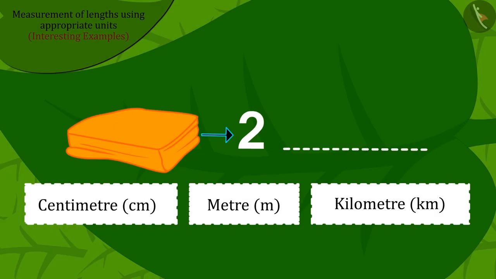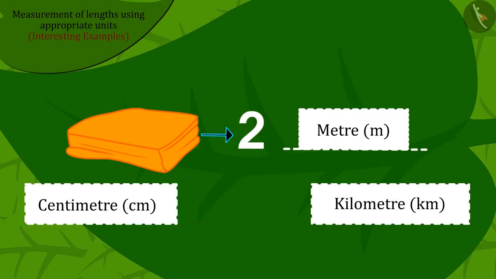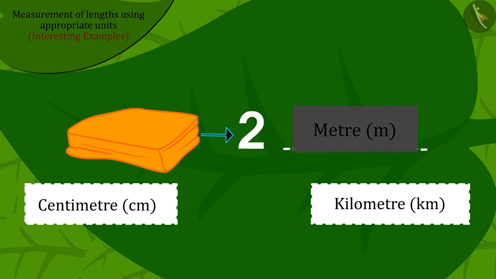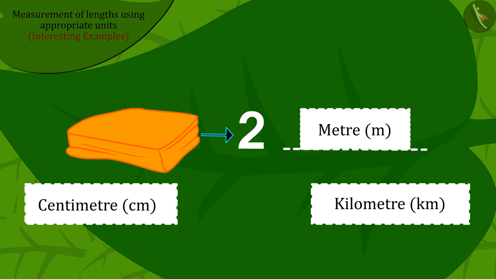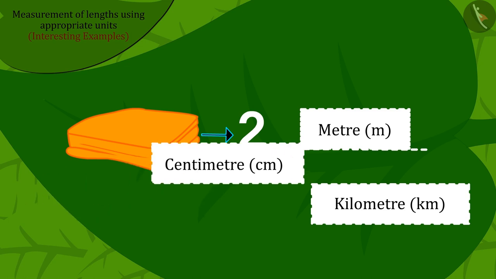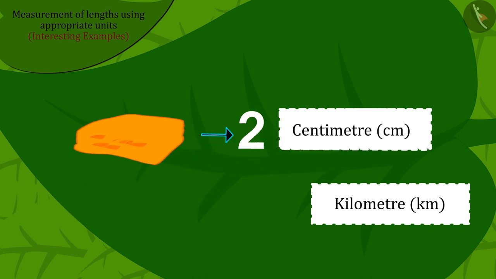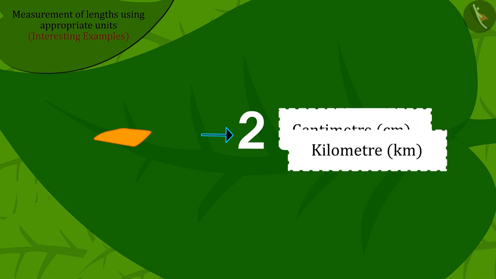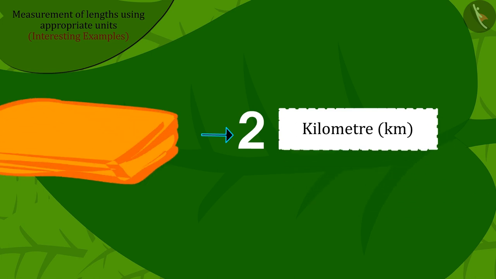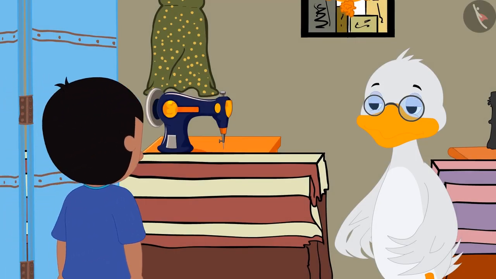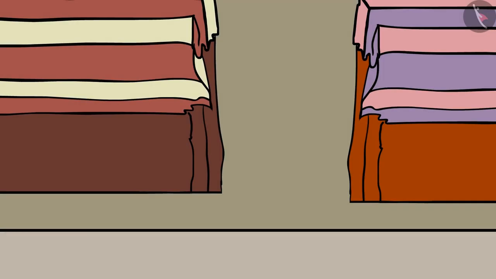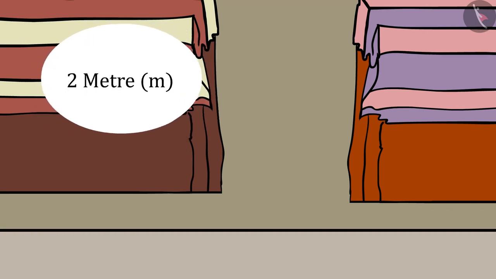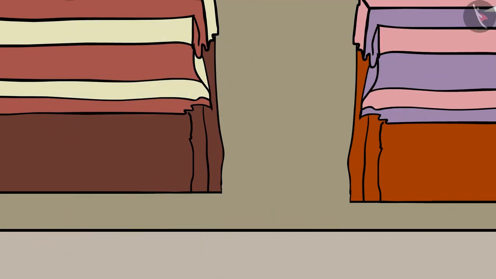Well done, kids! Your answer is absolutely correct. Raju should use meter for the piece of cloth for his father's shirt, because 2 cm would be too short and 2 km would be too long. Raju immediately reached the uncle's shop and bought a 2 meter long cloth for his father.